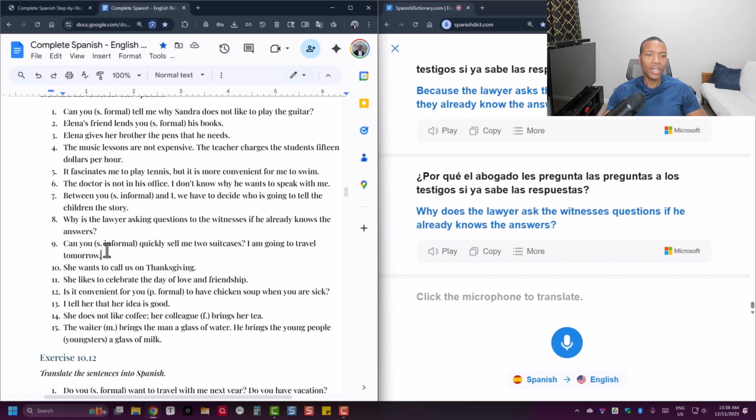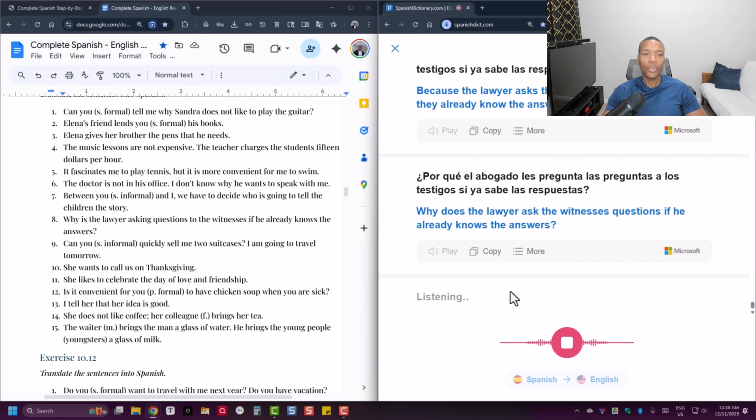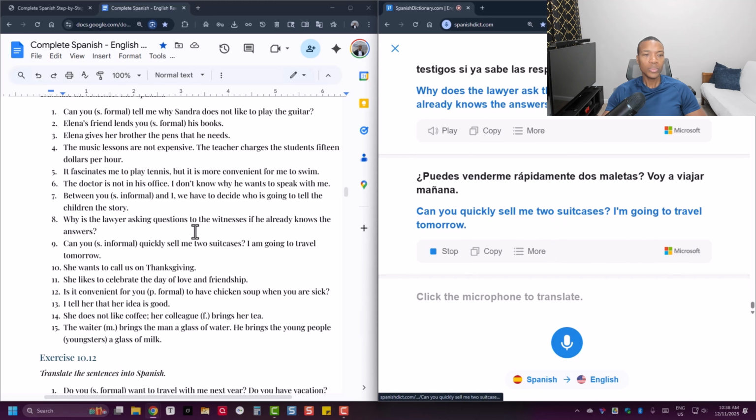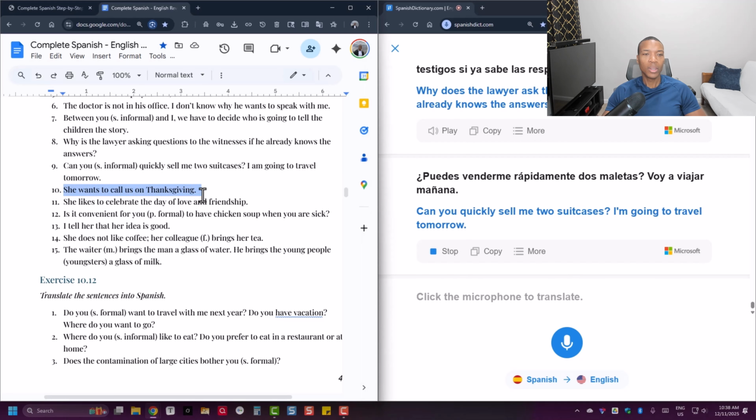Yeah. Number 9. Can you quickly sell me 2 suitcases? I am going to travel tomorrow. Puedes venderme rápidamente 2 maletas. Voy a viajar mañana. Can you quickly sell me 2 suitcases? I'm going to travel tomorrow.